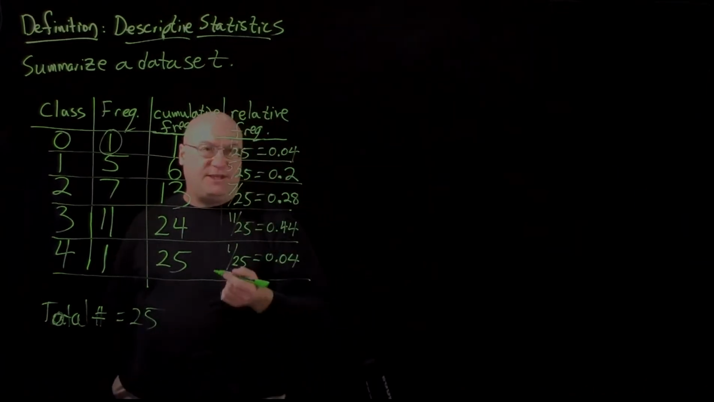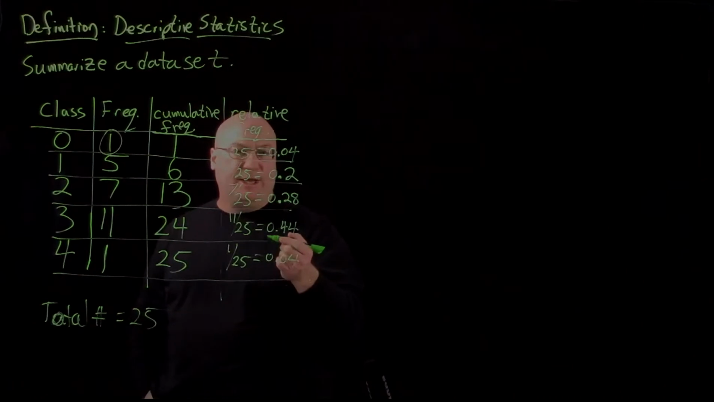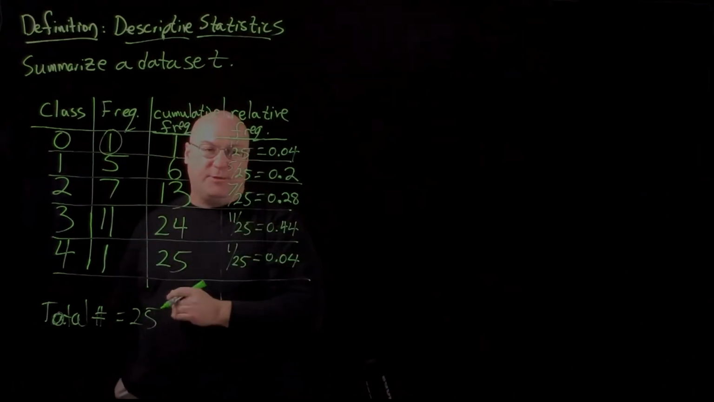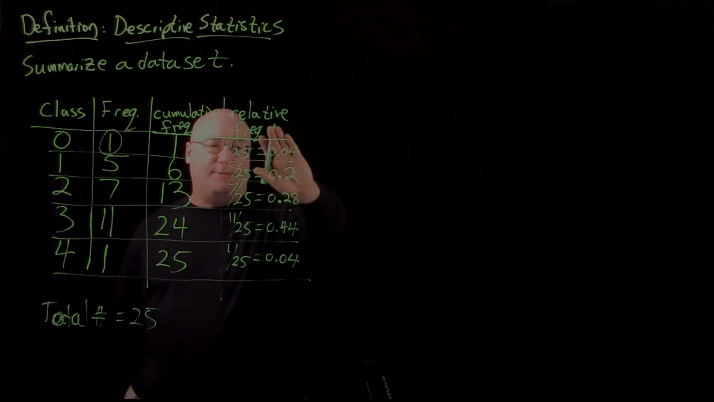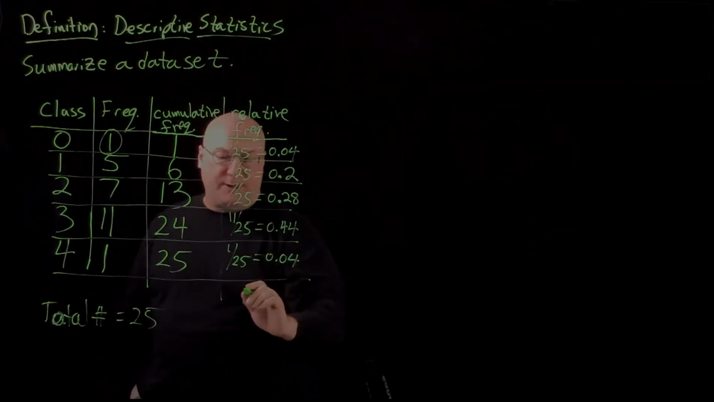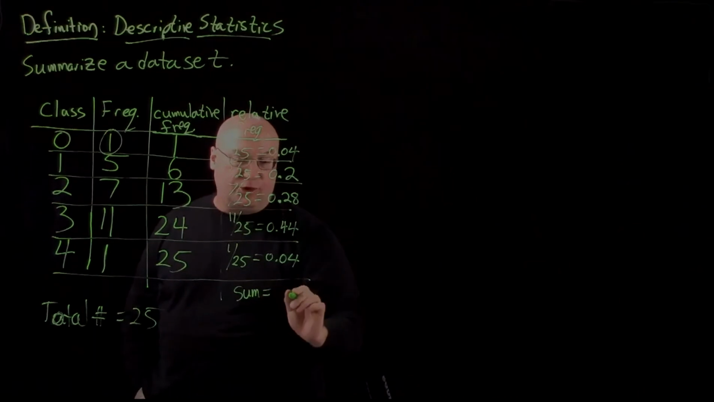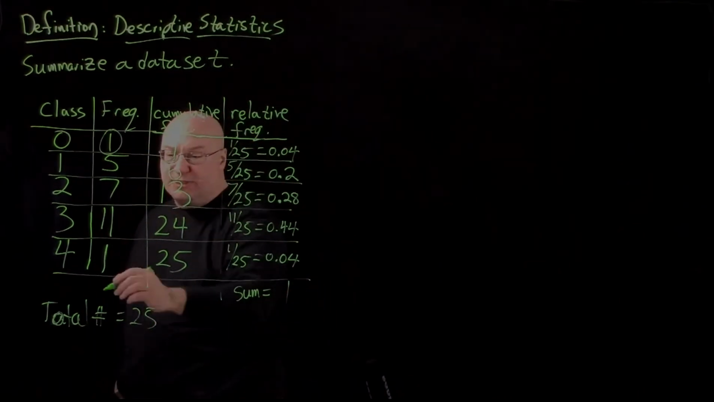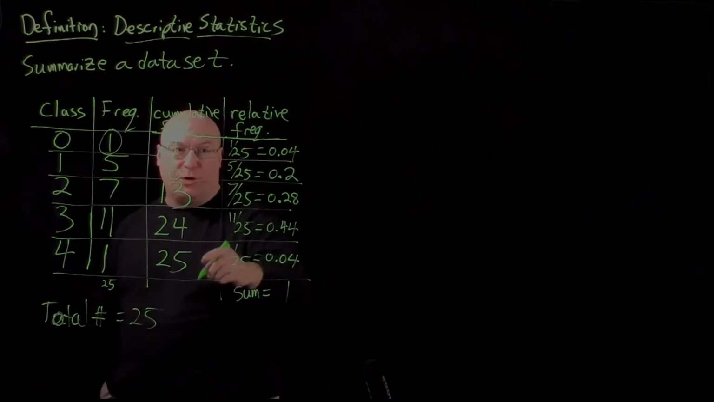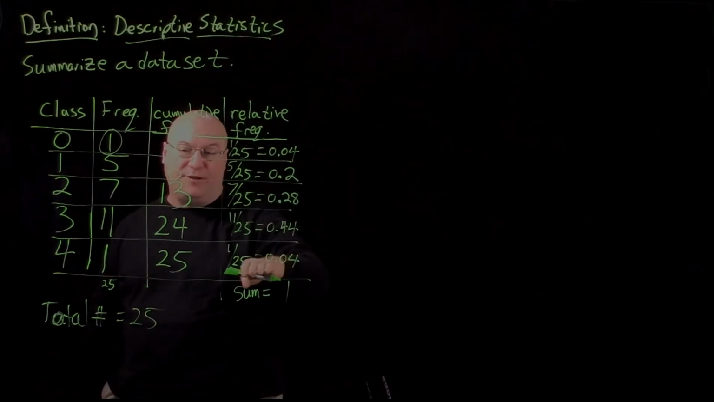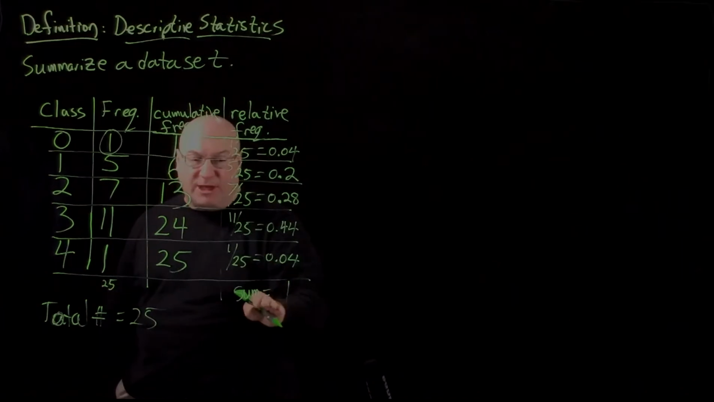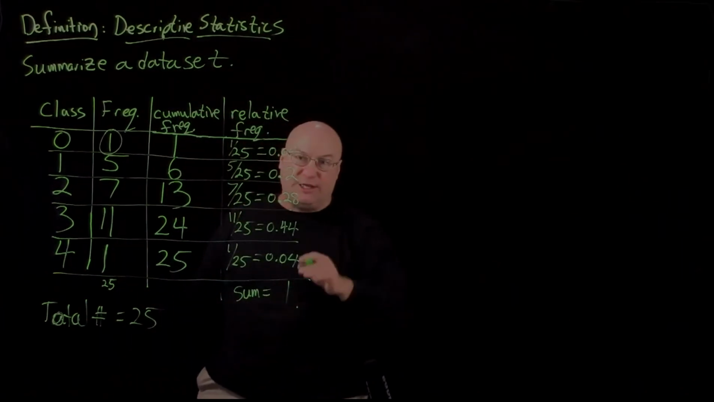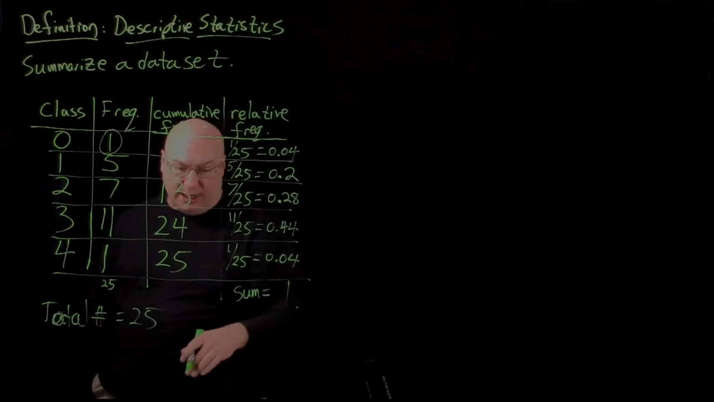So each of these is the fraction of the total number of couples that have that particular number of phones, right? If you add them all up in this column, you should get 1, just like if you add up the frequencies, you should get 25. You're dividing each one by 25, so you divide the whole 25 by 25, and you should get 1. You should always get 1 in your relative frequency column if you add them all up.